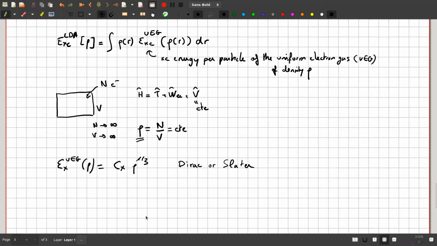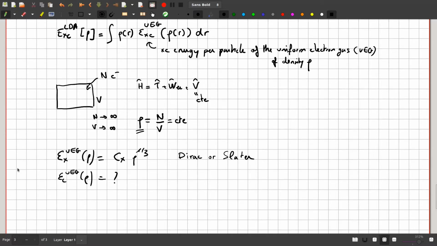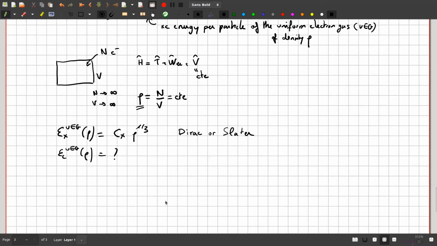For correlation, things are more complicated, because even though the model system of the uniform electron gas seems simple, it is not simple enough to obtain the exact analytical form for the correlation energy. So what we do is that we do some analysis. We know some high and low density expansions of this correlation energy, which I'm going to give you now.